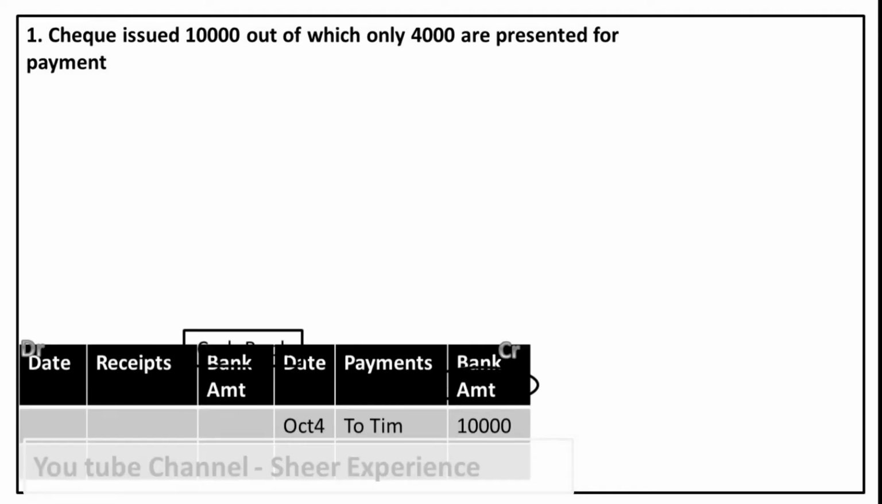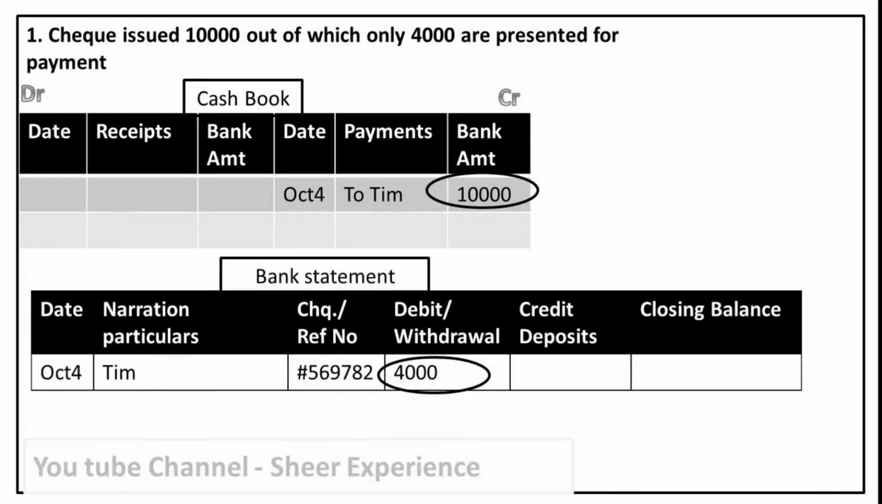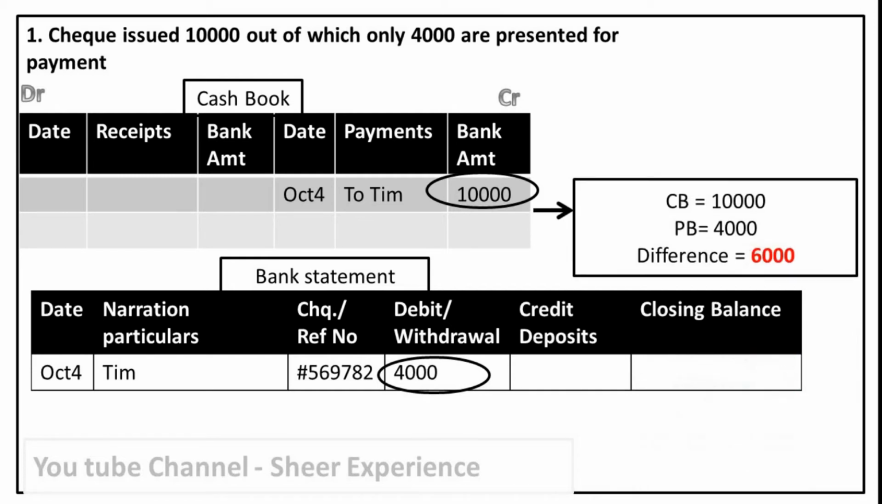Our first transaction is checks issued 10,000, out of which only 4,000 are presented for payment. When a check is issued, we usually mention it on the credit side of the cash book, that is under payment side. So we have mentioned 10,000 in the credit side of the cash book. The transaction says only 4,000 are presented for payment. So in the debit side of the bank statement, it appears only 4,000. We have recorded 10,000, but bank has paid only 4,000. The difference between these two is 6,000.